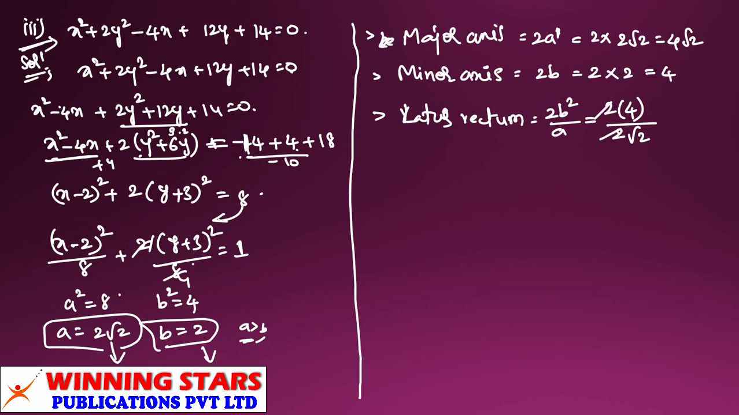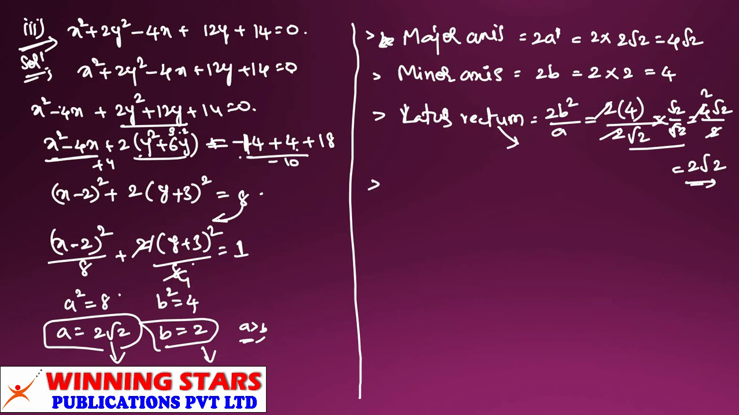So the 2 and 2 will get cancelled here, and this root 2 will multiply with the root 2 by root 2. So 4 root 2 divided by 2 into 2, root 2 into root 2, the 2s get cancelled. So the length of the latus rectum is equal to 2 root 2.